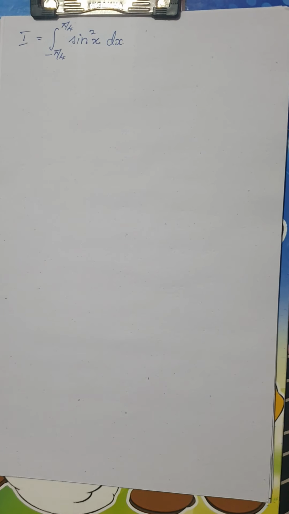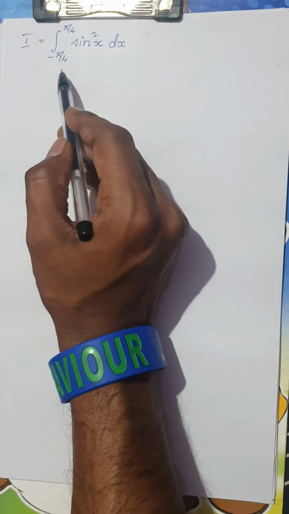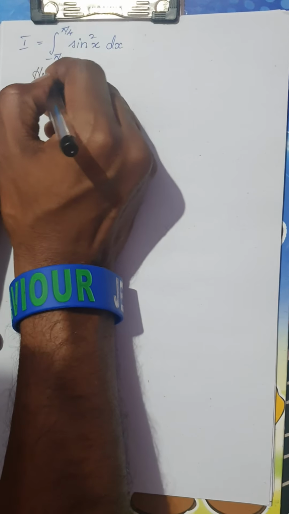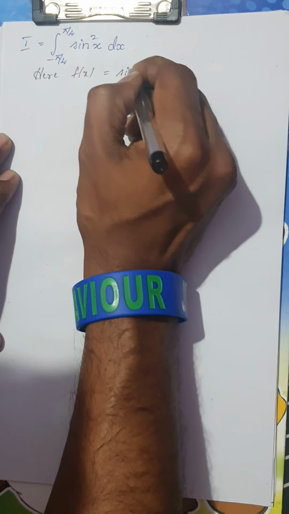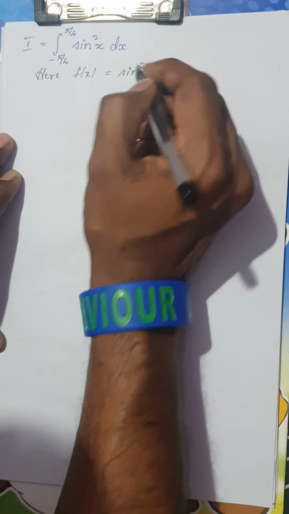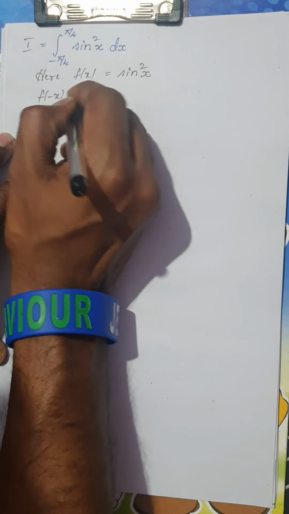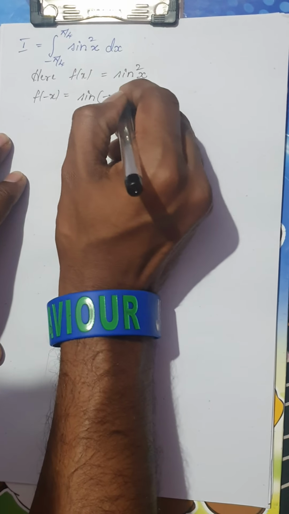The next integral is almost similar to the previous question. Only thing is there the limit was from minus pi by 2 to pi by 2. Here it is minus pi by 4 to pi by 4. Okay, let us proceed in the similar way. Your f of x is equal to sine square x. Okay, now what is f of minus x? F of minus x is nothing but sine of minus x whole square.